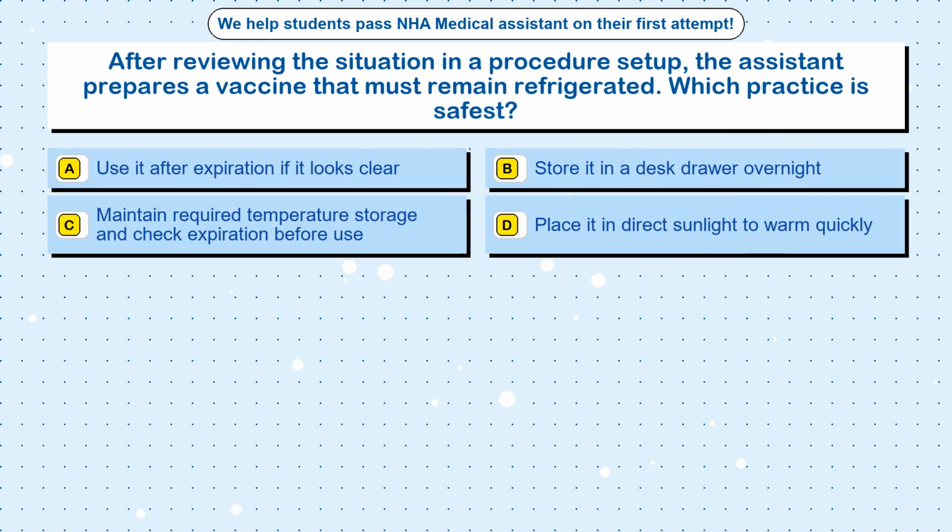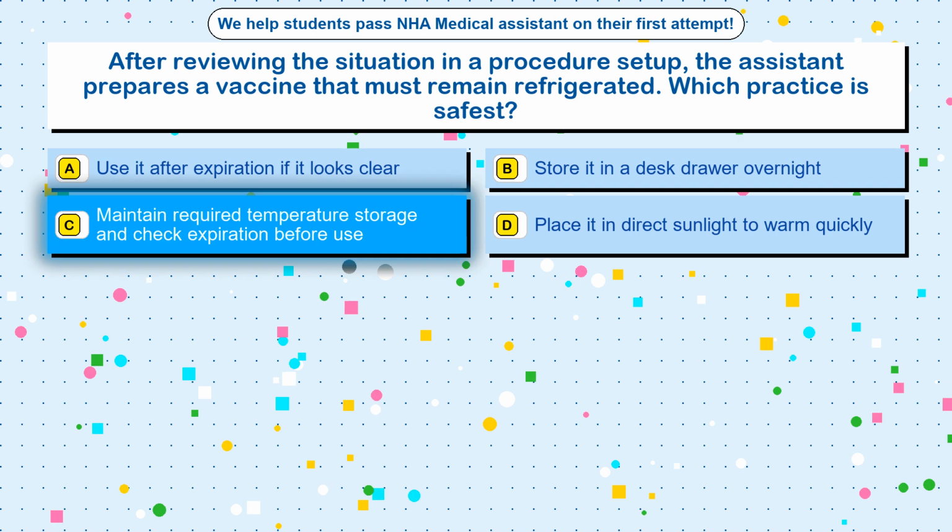Question 81. After reviewing the situation in a procedure setup, the assistant prepares a vaccine that must remain refrigerated. Which practice is safest? Option A. Use it after expiration if it looks clear. Option B. Store it in a desk drawer overnight. Option C. Maintain required temperature storage and check expiration before use. Option D. Place it in direct sunlight to warm quickly.